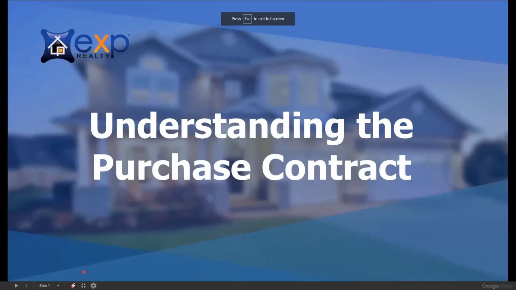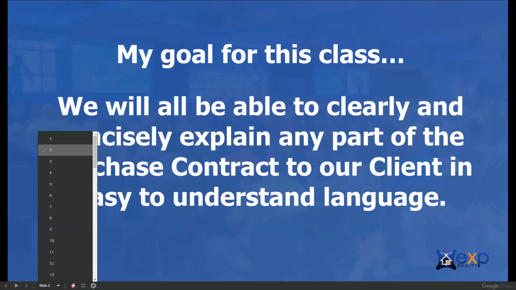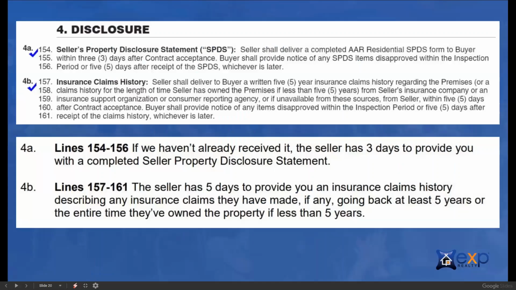Okay. Well, the goal, like I mentioned last time, the goal for the class today, is that we'll all be able to clearly and concisely explain any part of the purchase contract to our client in easy to understand language. The whole point is that, in fact, Holly mentioned this at a recent broker meeting, that we absolutely have the obligation to explain to our clients what every aspect of this contract means.